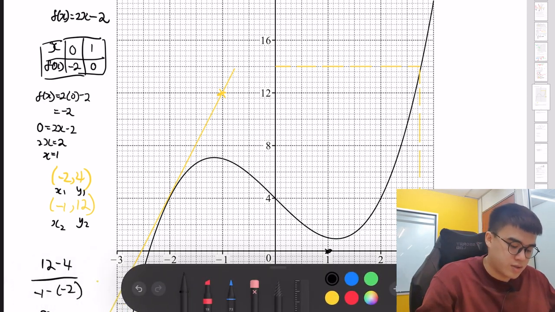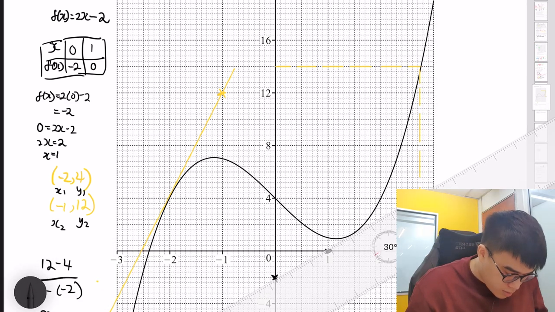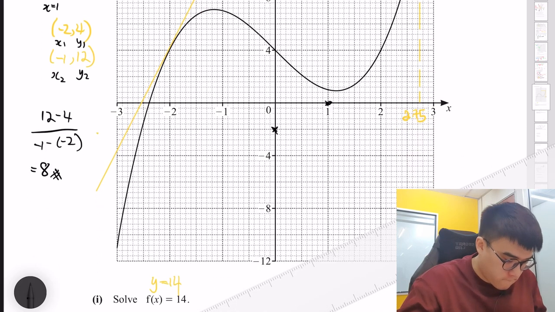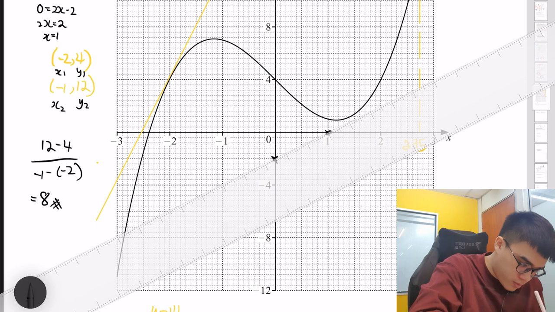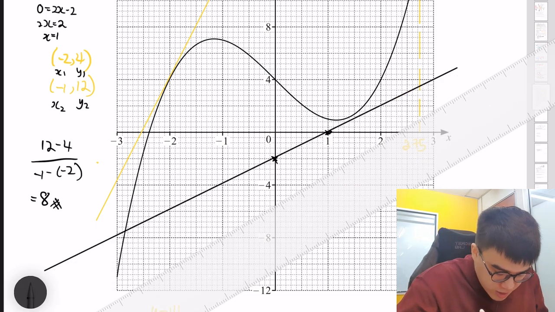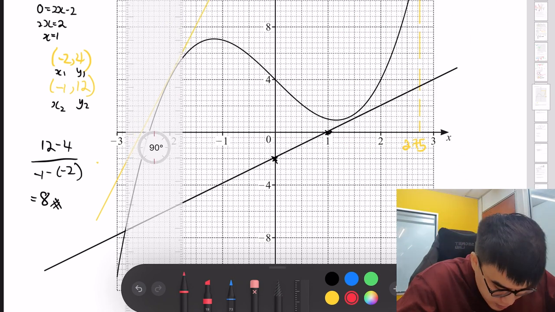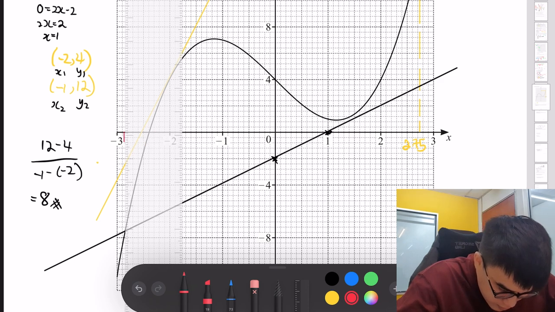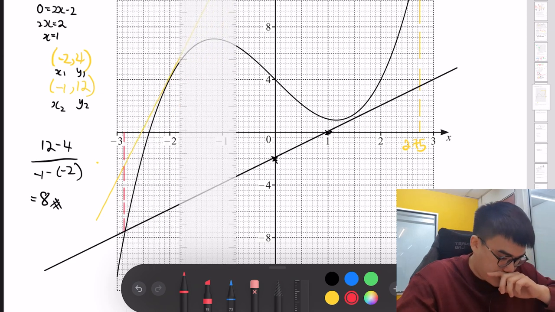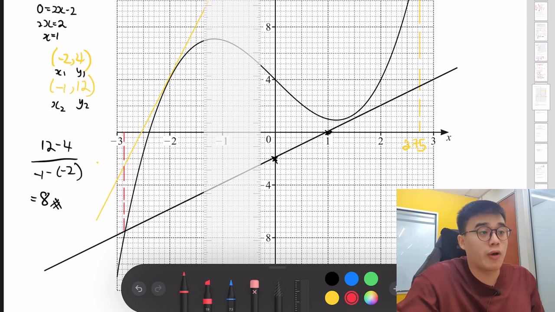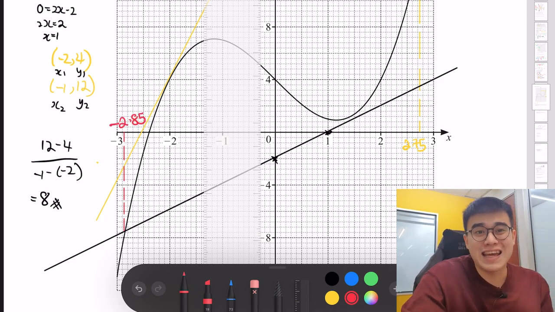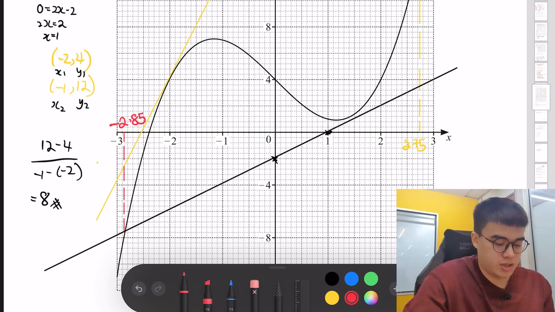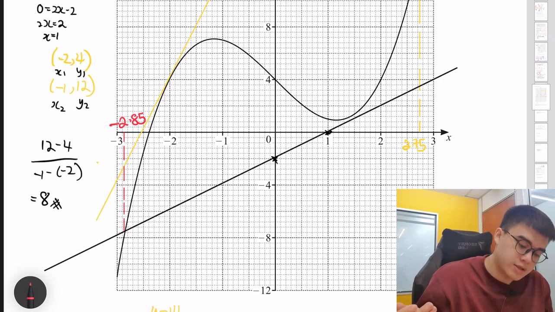Okay, bring out the ruler. So this is the line that I've drawn. And the intersection here is actually located at this red line. So this thing here, we actually have a value of -2.85. Okay? For my drawing, this is the answer that I should be getting. So this is pretty much it for part number 3. Then let's move on to the last question.